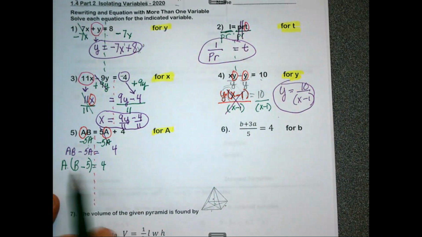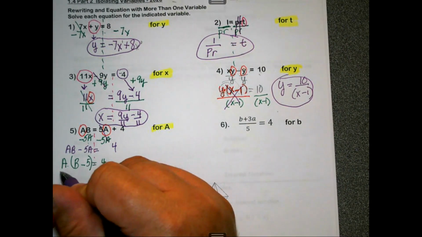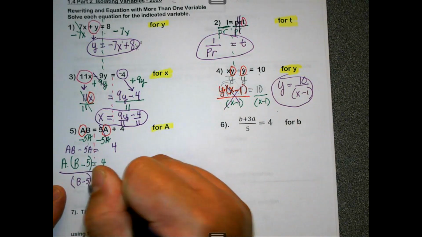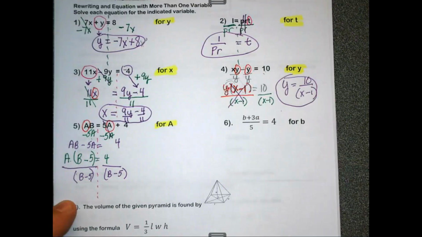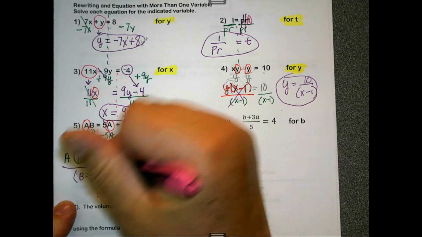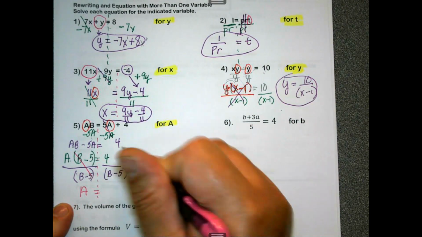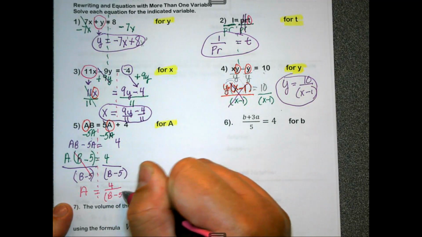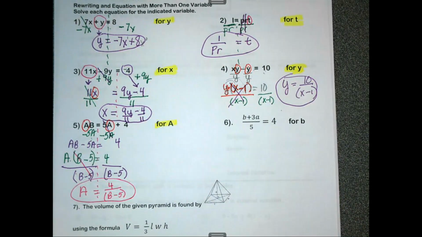Now I'm down to one term that has multiplication. So I'm going to divide by the B minus 5, B minus 5. My B minus 5's cancel. I get my A equals this mess, 4 over B minus 5. Okay?